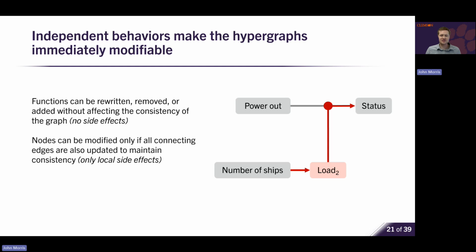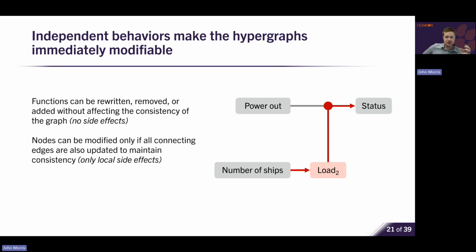If I can update those edges and show the new behavior, then suddenly everything works out fine. The entire rest of the graph is completely fine, no side effects, nothing's going to break. So again, it's not no side effects, but they're very localized and easy to target. This makes them much more maintainable.